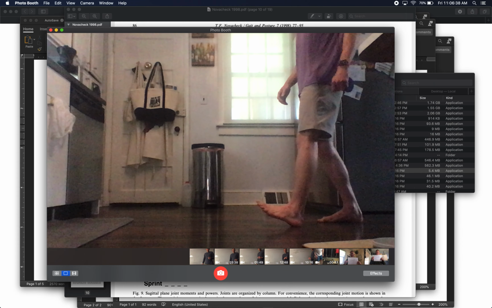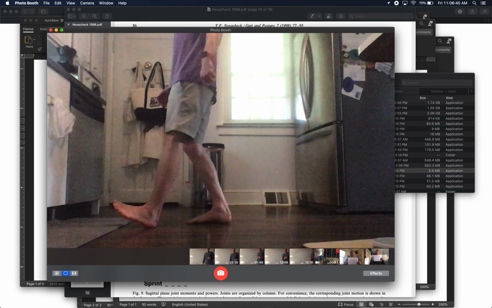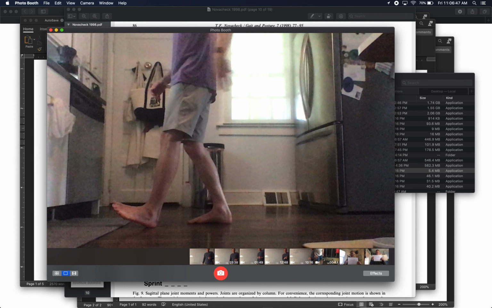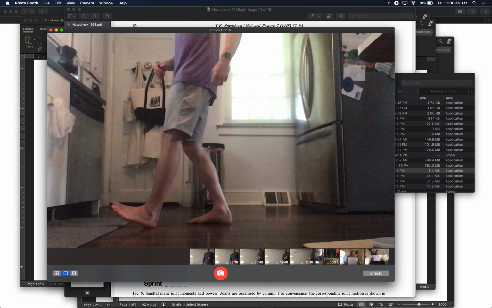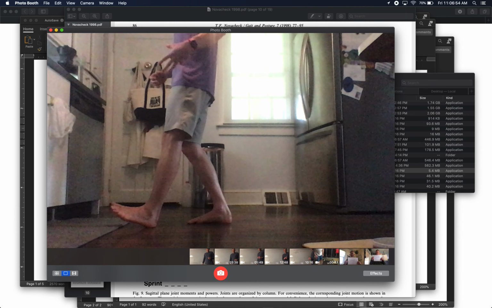So my right heel hits the ground. That's the start of my gait cycle. I finish my right step, I finish my left step, and then my right heel hits the ground again. Everything mechanically that happened between those two consecutive heel strikes of my right leg, that was my gait cycle, or my stride cycle.